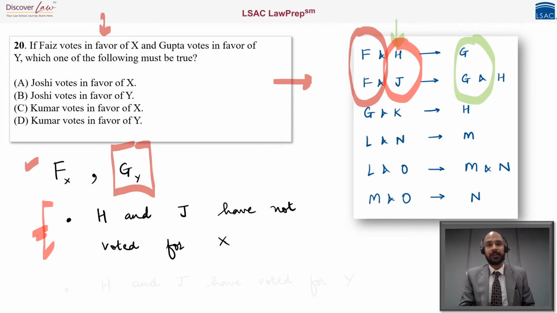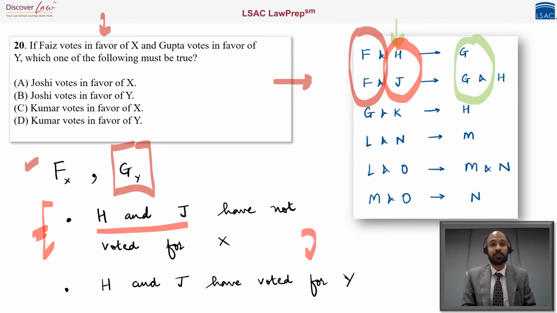The other important thing is that if H and J have not voted for X, whom have they voted for? You had no option of not voting. There's no option of NOTA. You had to vote for either X or Y. That means these two have voted for Y.